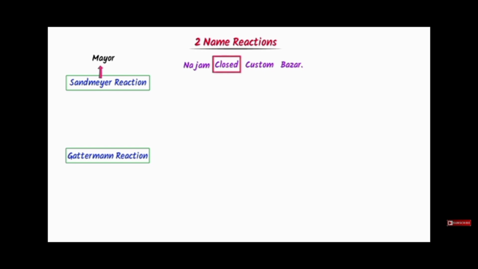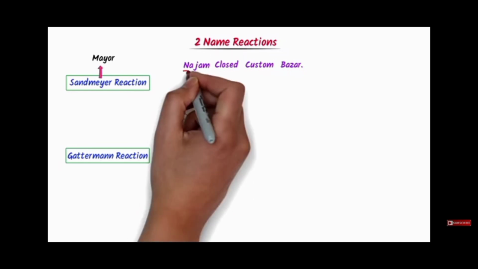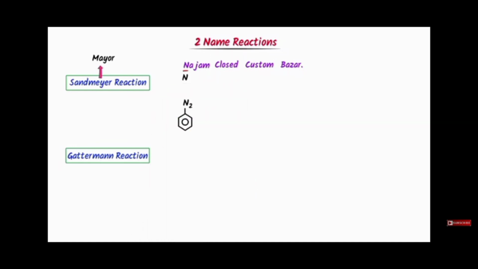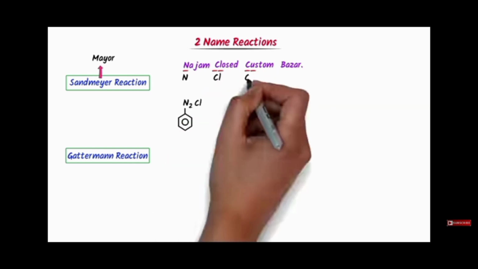This closed reminds me of the closed structure of benzene. This N in Najam stands for nitrogen gas N2. Remember that I need to put halogen after every element. This Cl in closed stands for chlorine. Now this Cu in custom stands for copper.